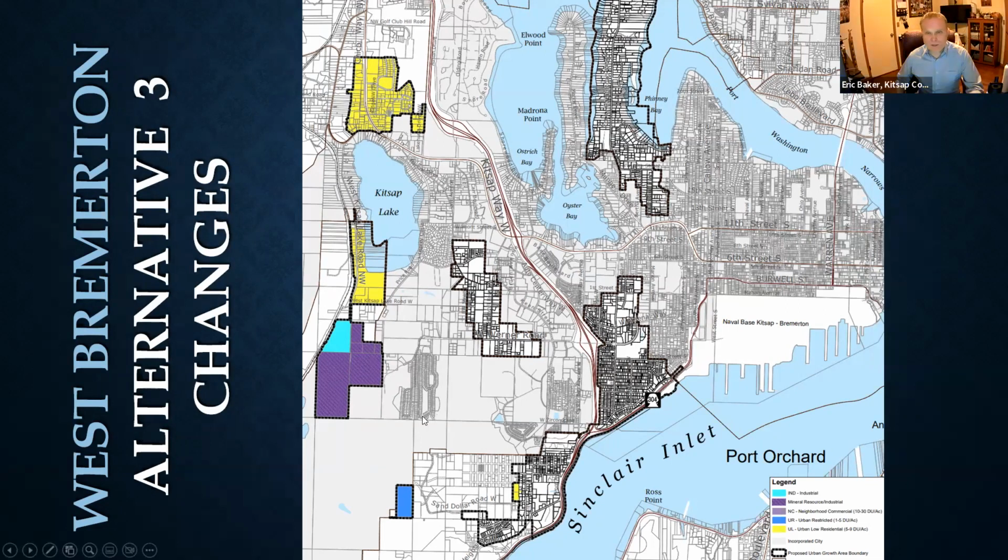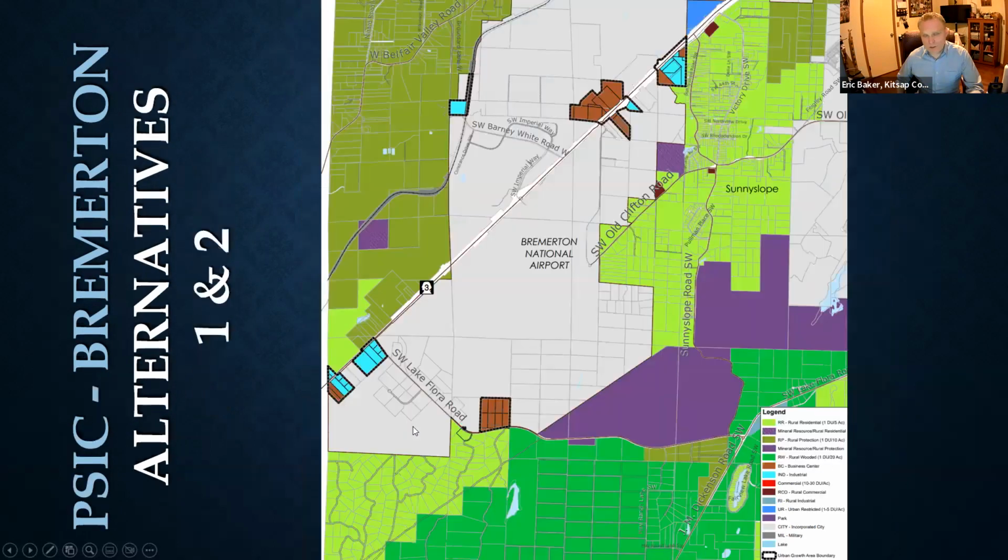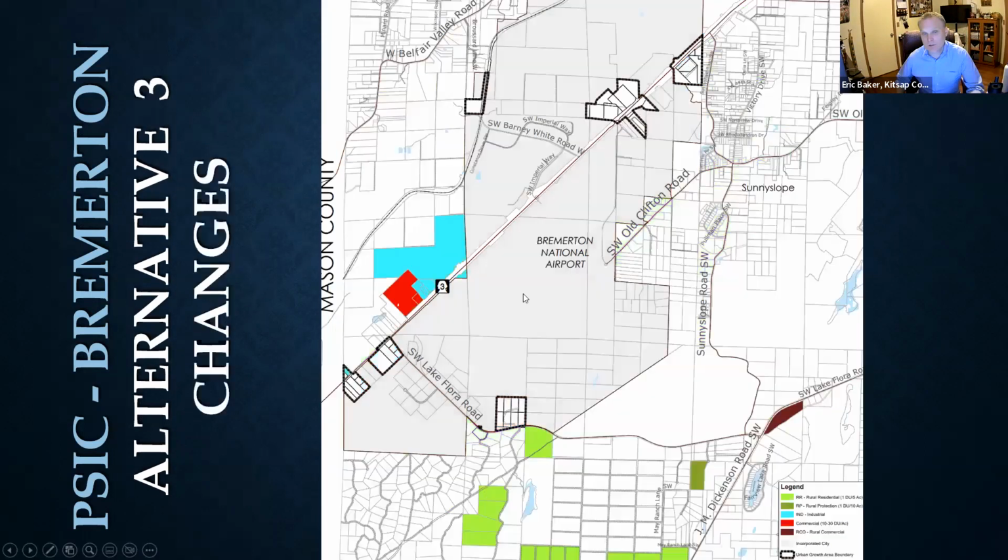Moving down to the Puget, P6 stands for Puget Sound Industrial Center, Bremerton. Spelling just takes a lot more space. So this is the Bremerton National Airport. This is also the city of Bremerton. The city of Bremerton extends all the way down to the Bremerton National Airport and out to Mason County. So there are some requests for rezones in alternative two, or actually there are none in alternative two. So alternative two is exactly what it is today.